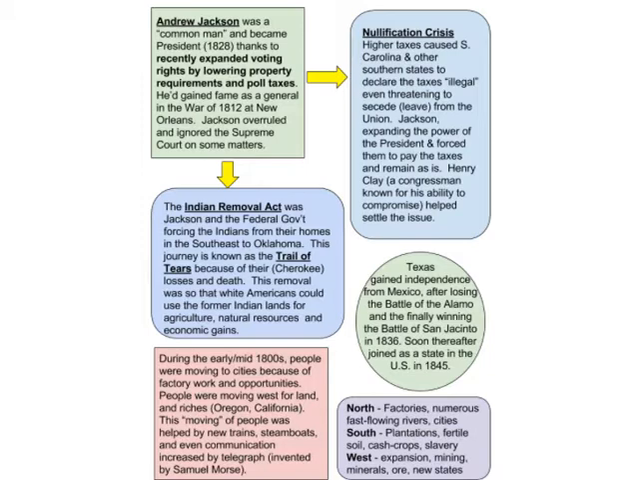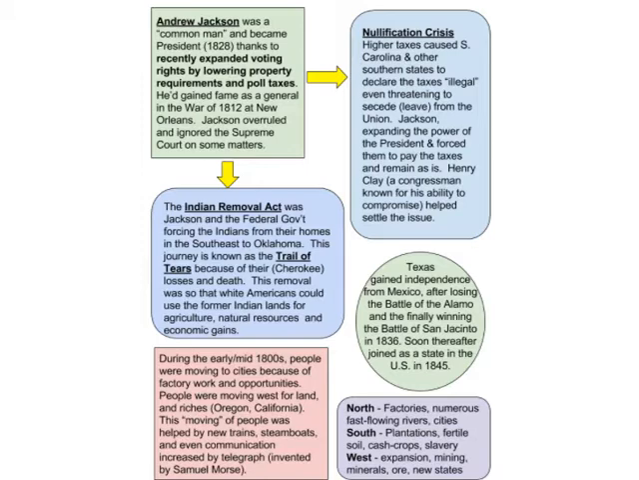Texas gained independence from Mexico. The Texians lost the Battle of Alamo, and then shortly thereafter, they won the Battle of San Jacinto in 1836, beating Santa Anna and his Mexican troops and gaining independence from Mexico for Texas. Well, Mexico didn't really recognize that independence very well, but they were their own country.